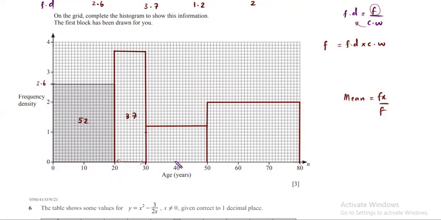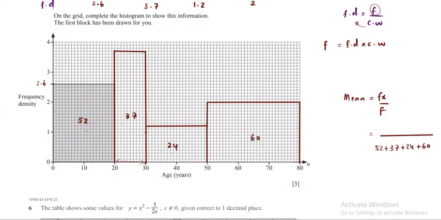Next, we have 1.2 here. This side we have 20. We need to multiply those two, so that becomes 24. This side is going to be 2 and this side is 30. When I multiply 2 and 30, that becomes 60. Which means, if I'm to calculate the mean here, the total of the frequency will be the addition of these four numbers, which is 52, 37, 24, and then 60 together.